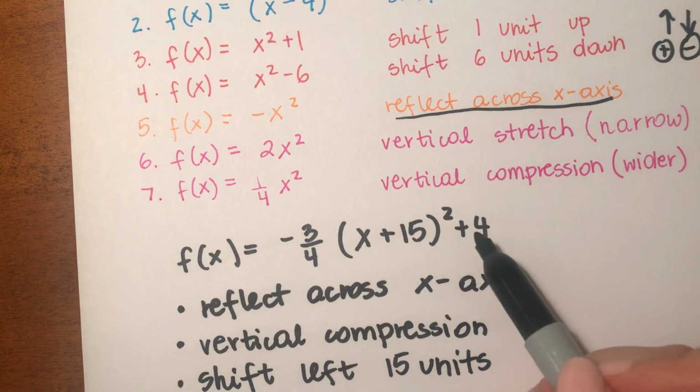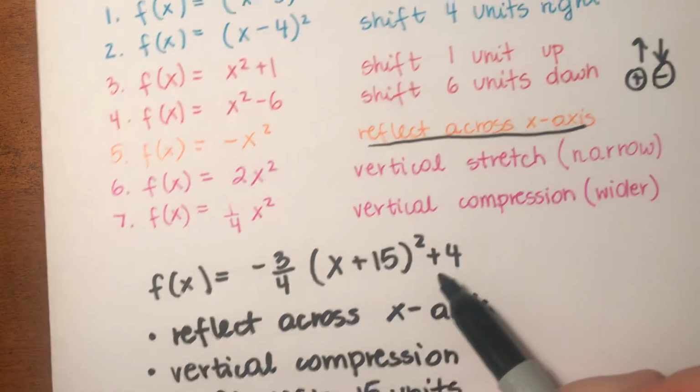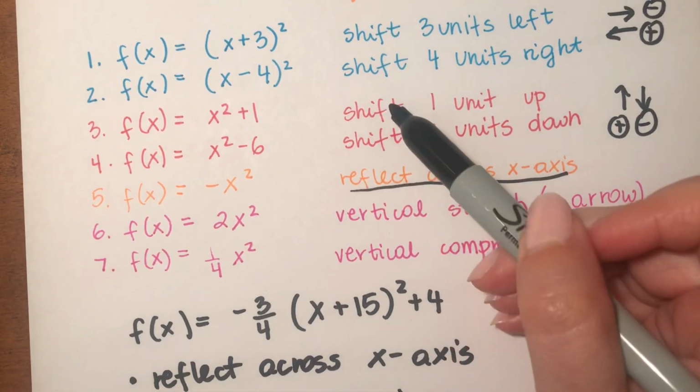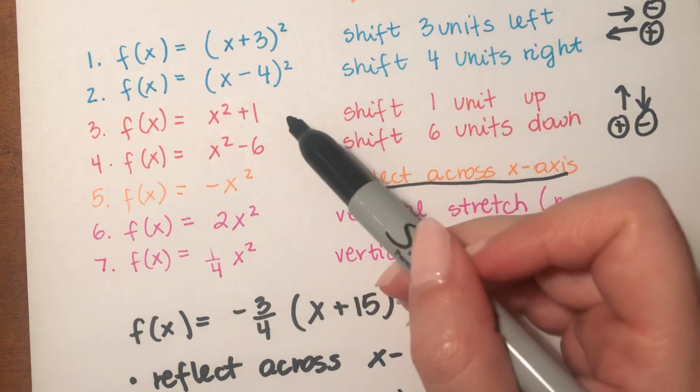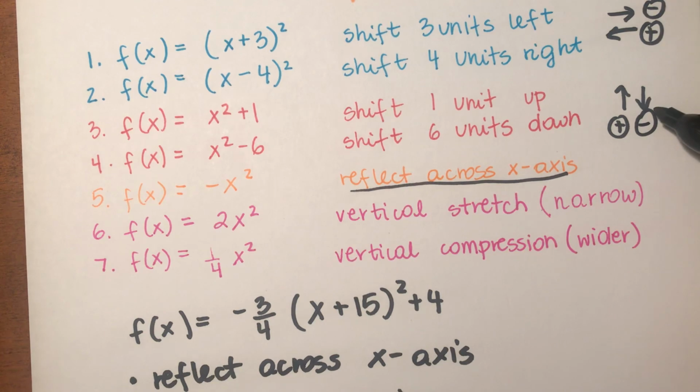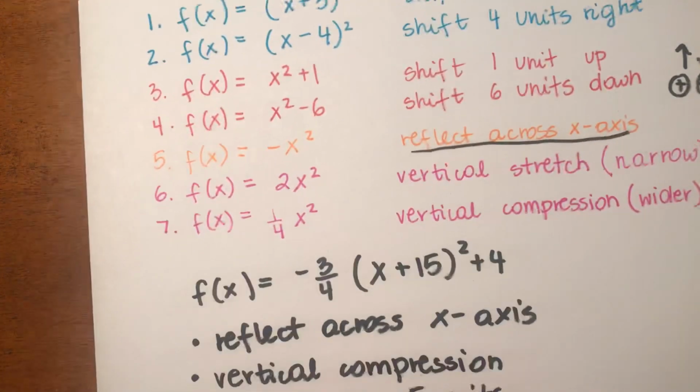Okay, and at the very end, I have positive 4. Now, this positive 4 is represented by the red section. It's a vertical shift, so either up or down, and you follow your intuition. So you have positive 4, we go up 4 units.